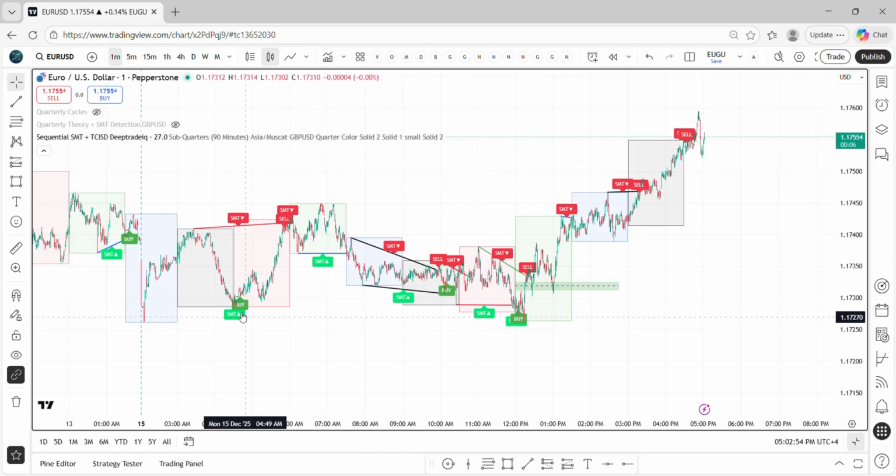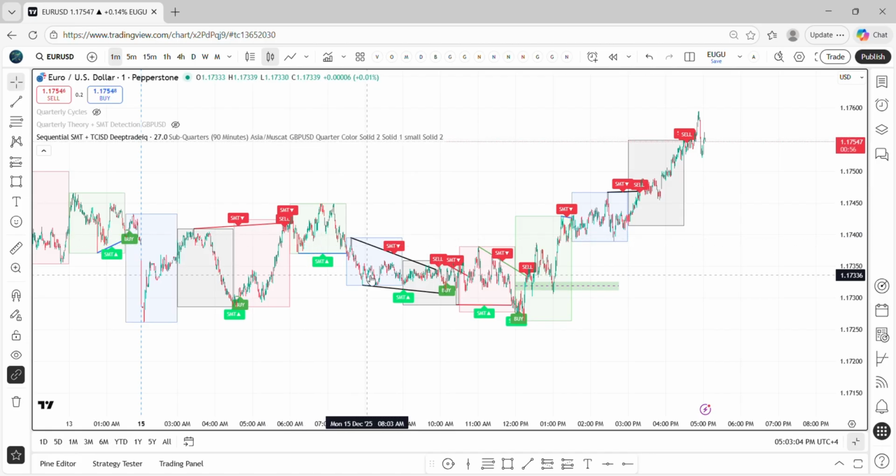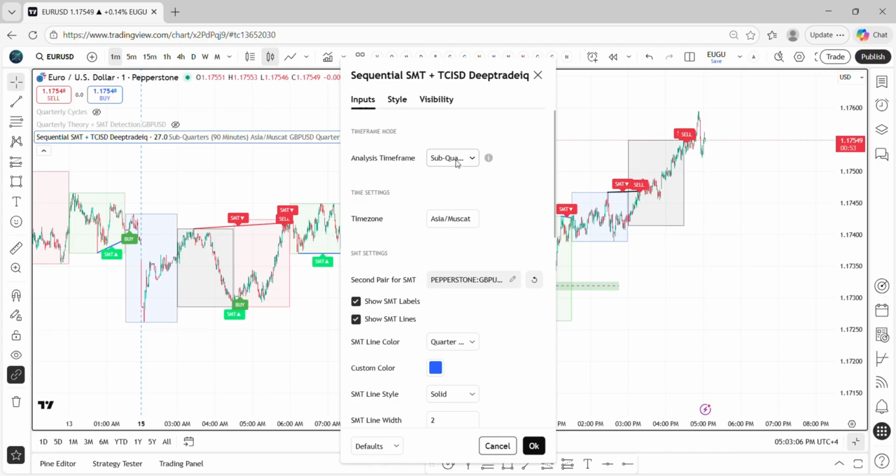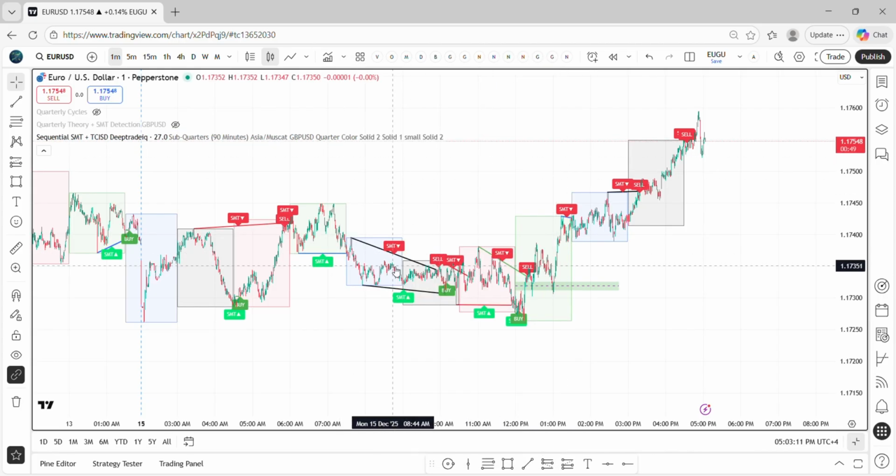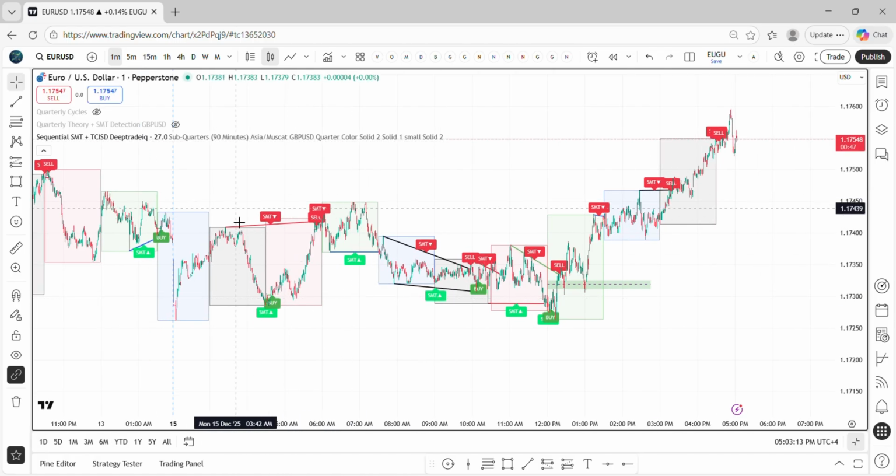So you see these 4 quarters are now sub quarters of our 6-hour quarter. Each is 90 minutes. When setting to the sub quarter 90-minute cycle, now the SMT will be detected between 2 sub quarters. Sell and buy conditions, or cracks and correlations, will be found on this one.